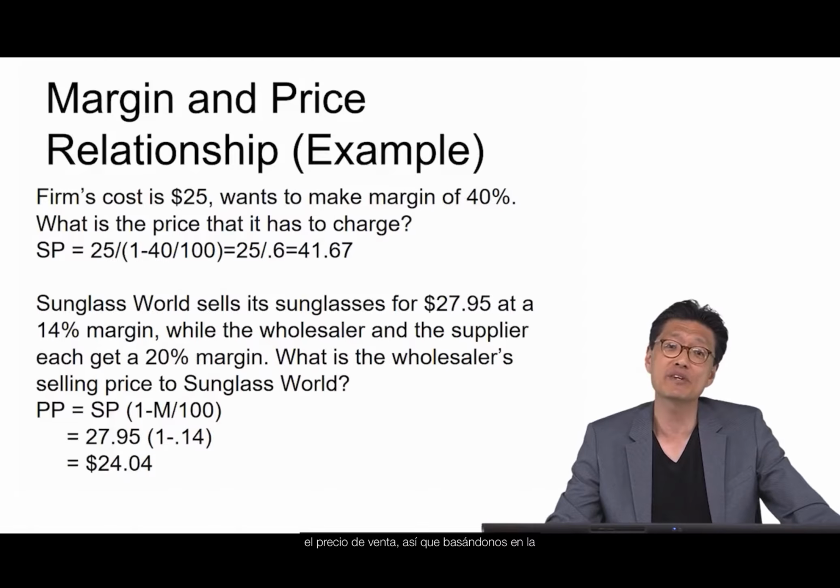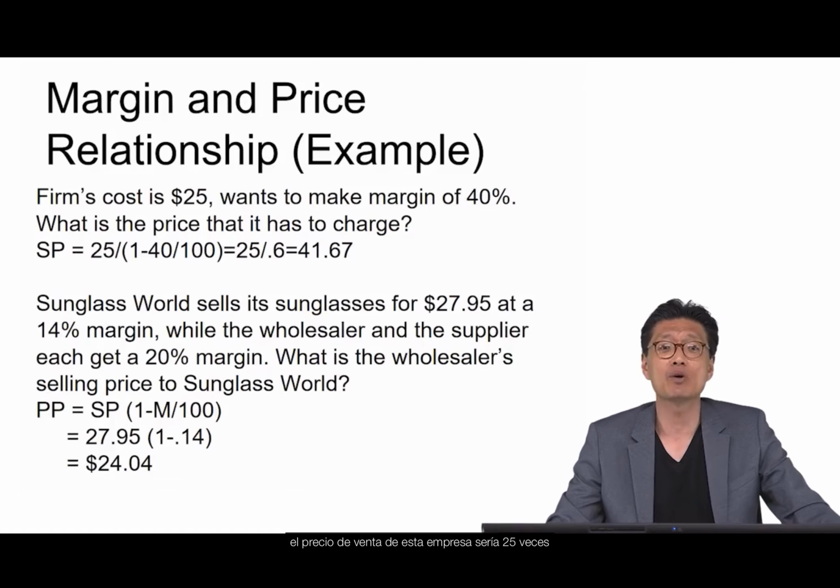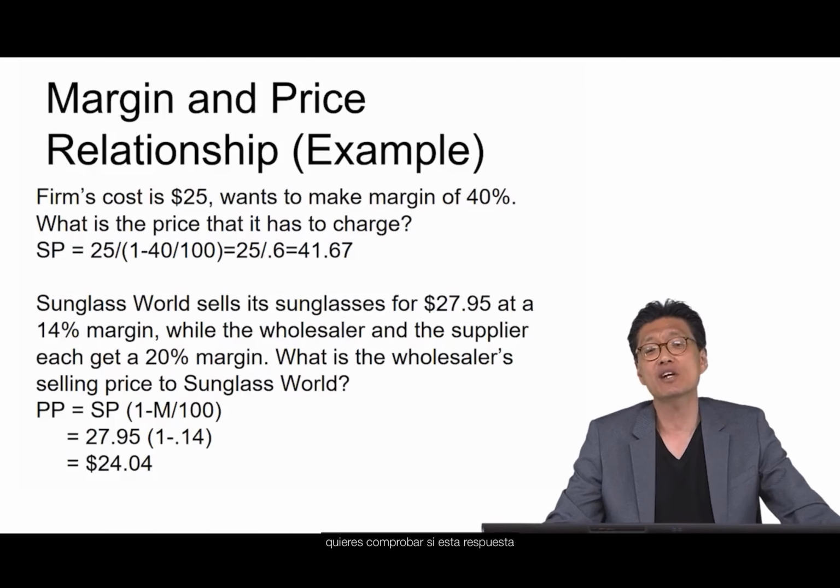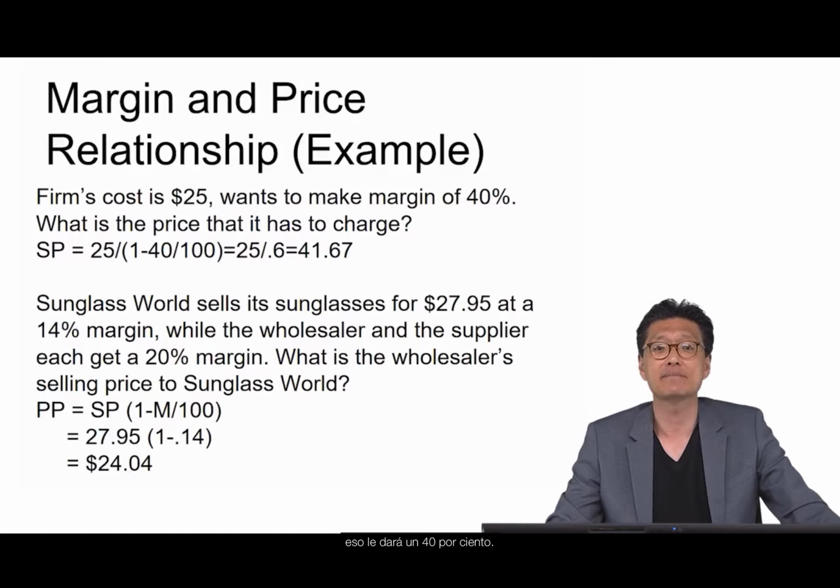Based on the previous slide's equation, the selling price for this company would be 25 divided by 1 minus 40%, which is 25 divided by 0.6, and that gives you 41.67. If you want to check whether this answer is right, it would be 41.67 minus 25, divided by the selling price, which is 41.67, and that will give you 40%. So let's look at this next example.